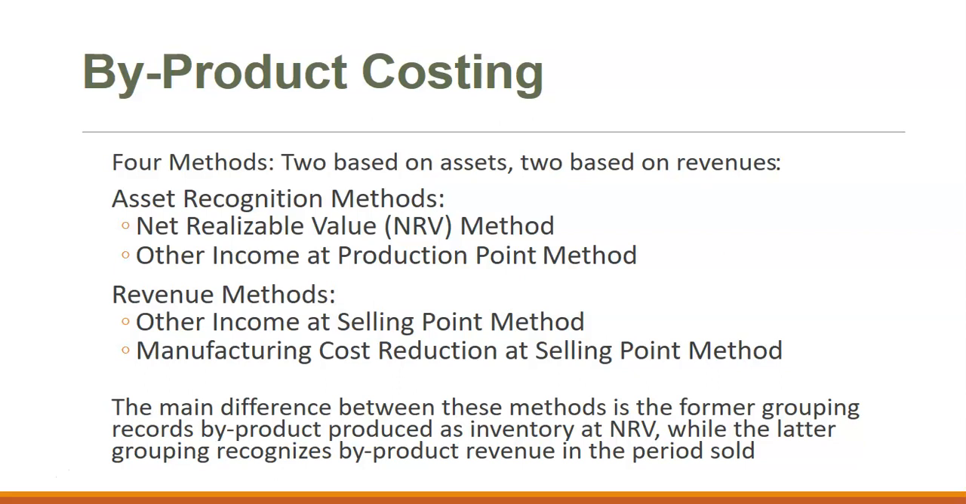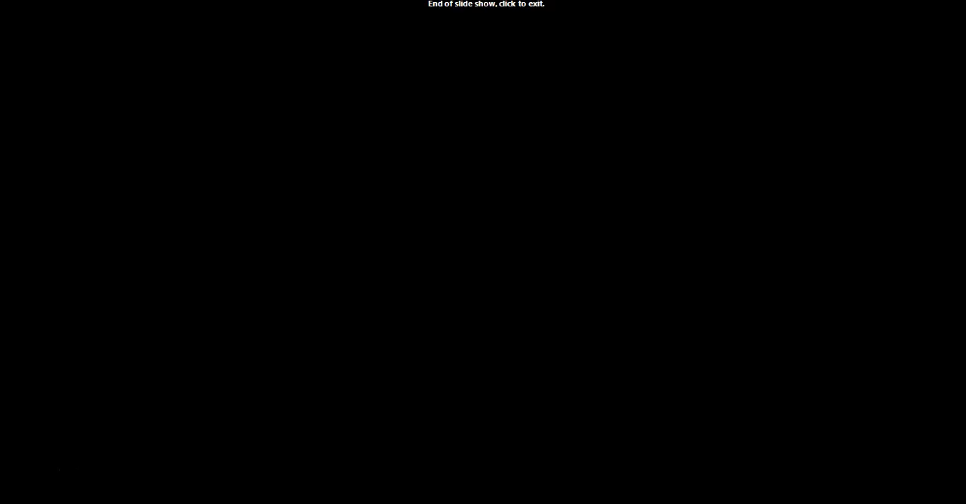The main difference between these methods is whether the byproduct is produced as inventory, and the second grouping recognizes byproduct revenue in the period sold. So we need to decide if we're going to recognize our product as inventory at its net realizable value, or if it's just something that happens as revenue in the period sold. We will also do examples of that in class so you can see what determines the factor. Sometimes that decision is made by the materiality of the byproduct.